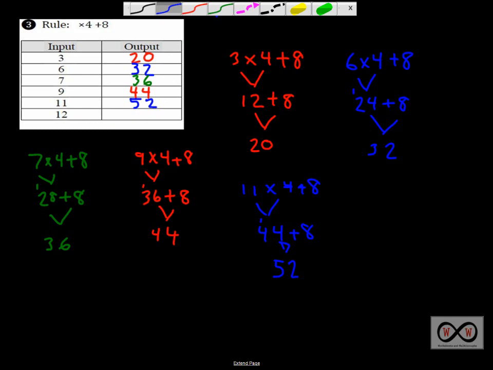Now we'll input 12. Apply the rule, times 4 plus 8. 12 times 4. Well, I know that 2 times 12 is 24, and then we have two groups of those, so it'd be 24 plus 24, giving me 48 plus 8. I'm thinking, well, 8 plus 8 is 16 with a 10 here. Okay, so 4 plus 1 would be 5 tens, so 56 altogether. So we input 12 when we output 56. Look at that.